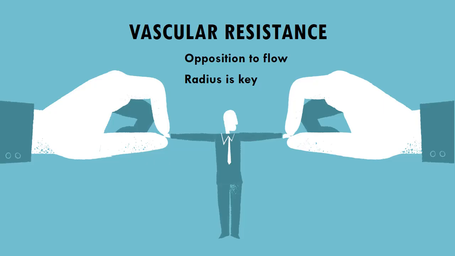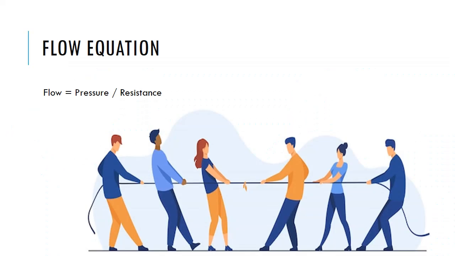Resistance is the opposition to blood flow. It depends on vessel length, viscosity and radius. Among these, vessel radius is the most important factor. Flow is directly proportional to pressure difference and inversely proportional to resistance. This relationship is similar to Ohm's law.